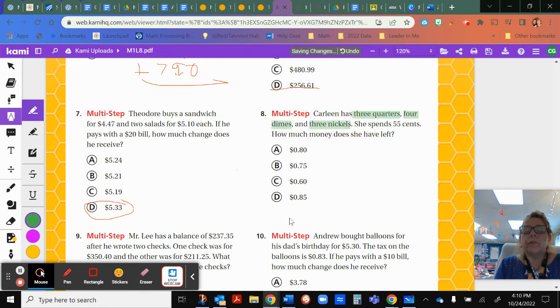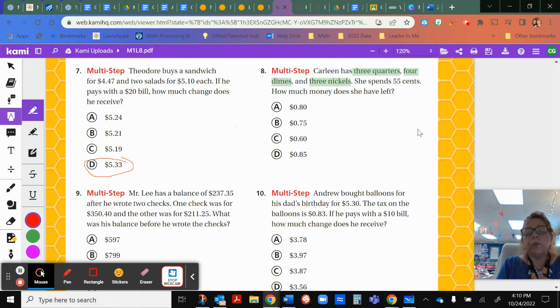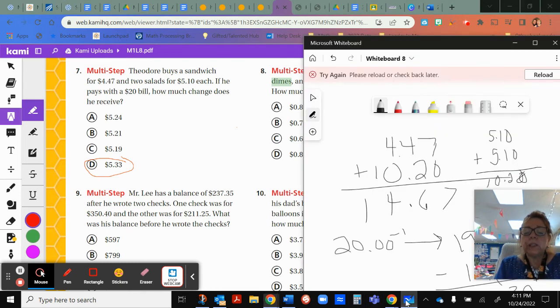3 nickels. She spends, so that's key. Do I have a red? Let me do the red where she's spending, right? She spends 55 cents. That's going away. The green is what you have. That's lucrative. The red is what you don't. That's what you're getting rid of. How much money does she have left? Let's go ahead and go to our whiteboard. Let's switch this up a bit.